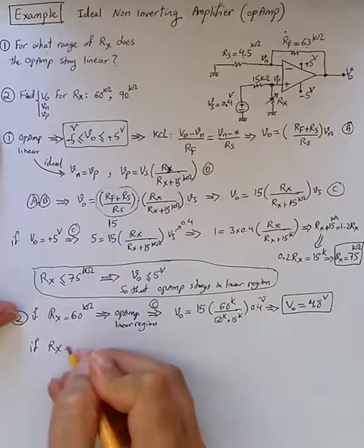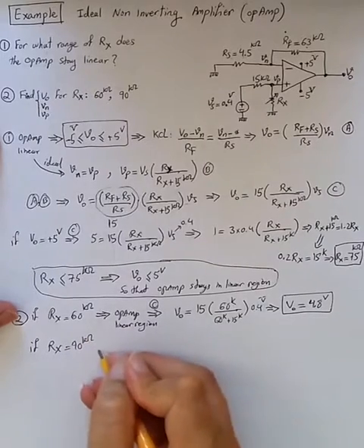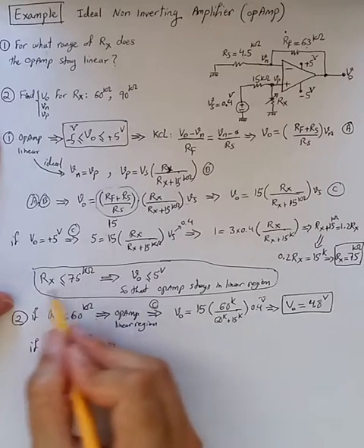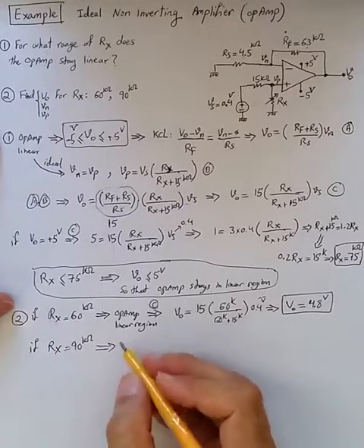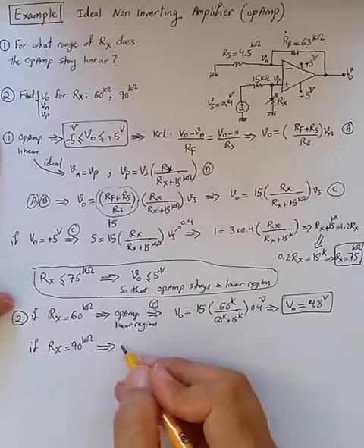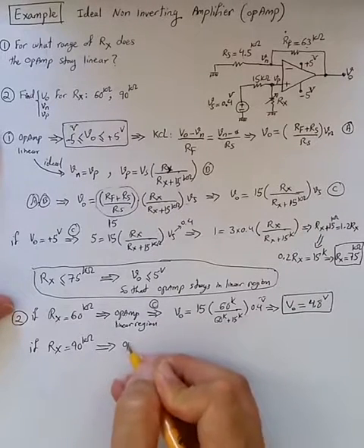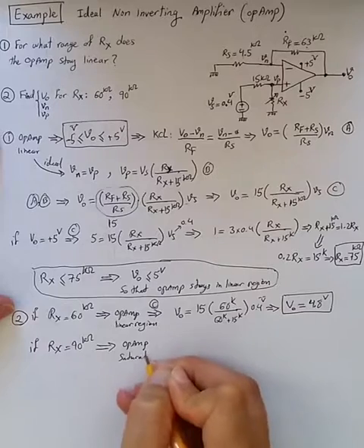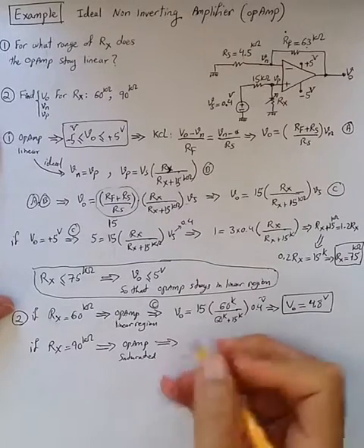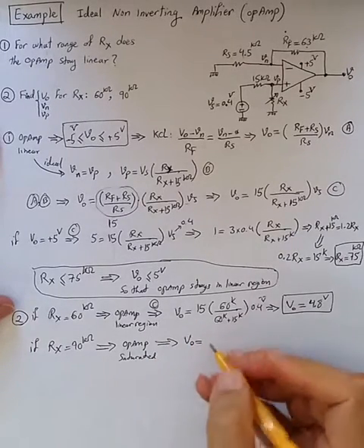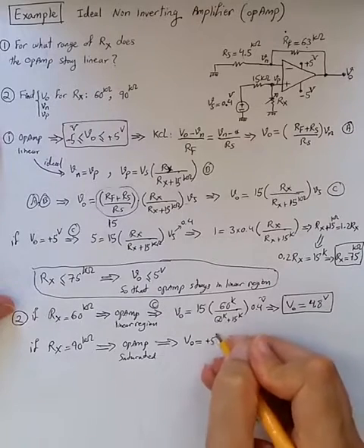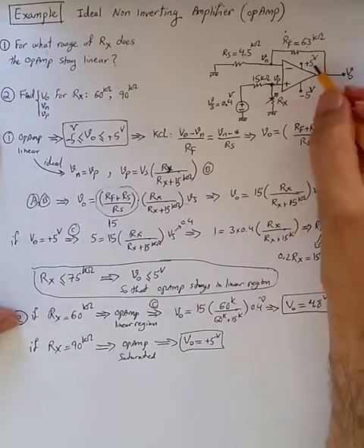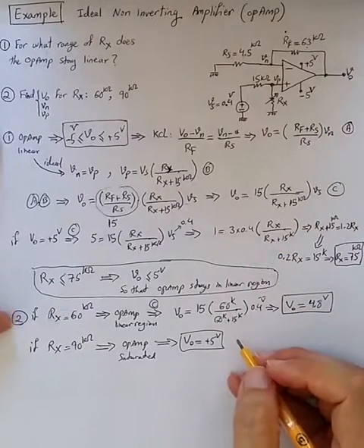Now if Rx is equal to 90K, from this we know Rx is already violating the range for the op-amp to stay in linear region. So we know the op-amp will be saturated, and from this we know Vout, because the op-amp is saturated, will be plus 5 volt, the maximum value of supply voltage.